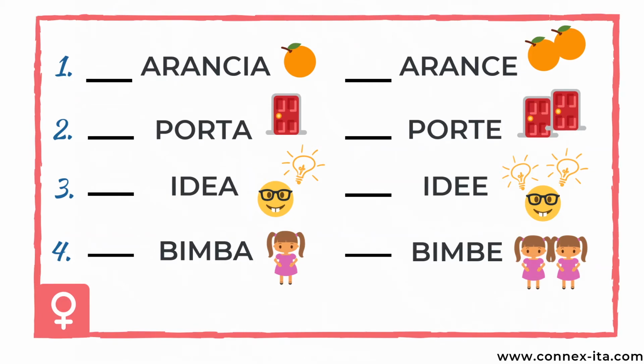Let's move to the feminine articles. The first word is arancia, arance, that means orange. Porta, porte, which is the door. Idea, idee, that is the same as in English, idea. And finally, bimba, bimbe, that means a little girl. Okay, ready to check?